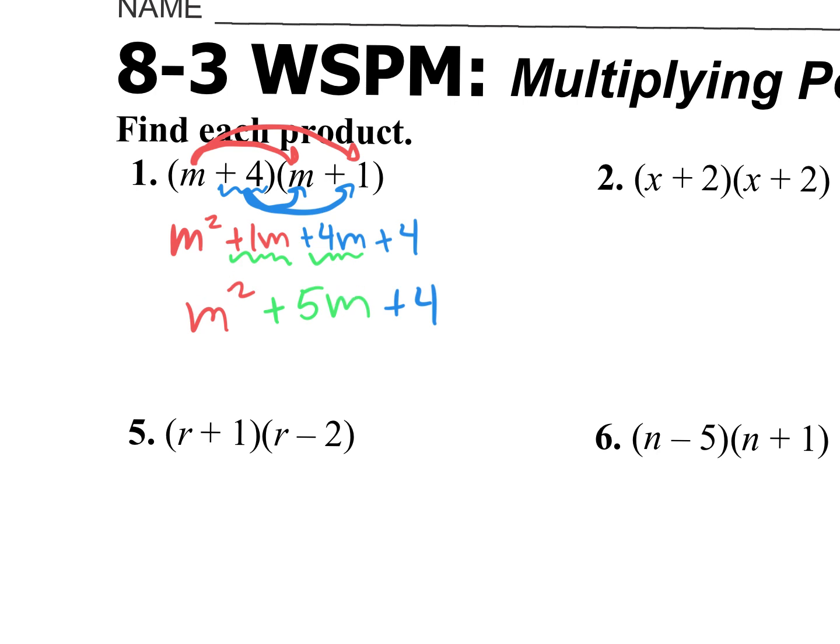No, those are different terms. That's like saying I have 1 of these oranges and I got 5 of these apples, right? You can't combine those. They have to be exactly the same, like 1m and 4m. Those are exactly the same. That's how you could add those and get 5m. But you can't add an m squared with an m. You just can't do that. So you're done. That's your answer right there. Does that make sense? Okay, so if you're struggling with this, I would use arrows for sure.